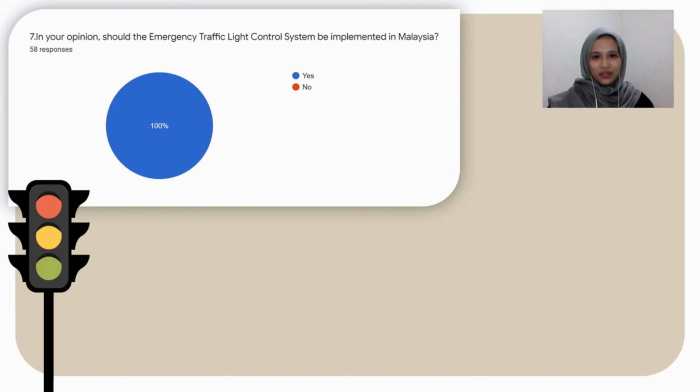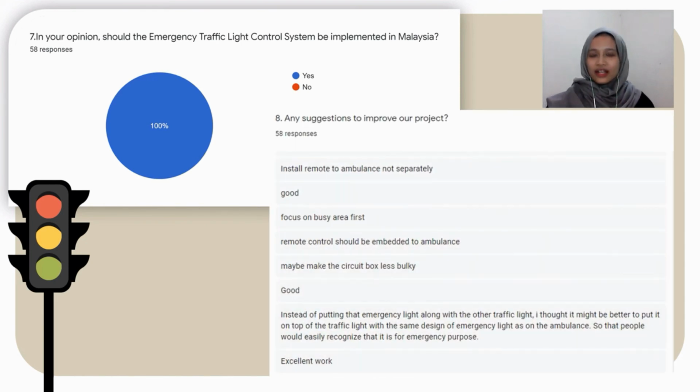Lastly, for our survey question, we asked for any suggestions to improve our project, and as you can see, there are some suggestions such as install remote to ambulance, not separately. Focus on basic area first. Remote control should be embedded to ambulance. Maybe make the circuit box less bulky.